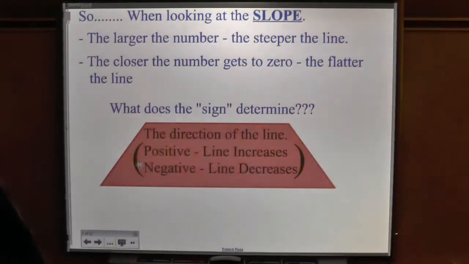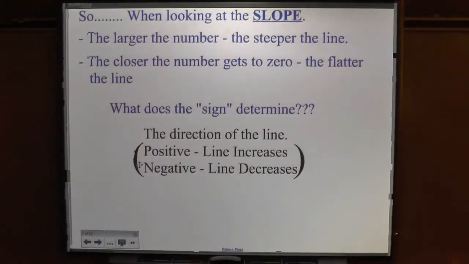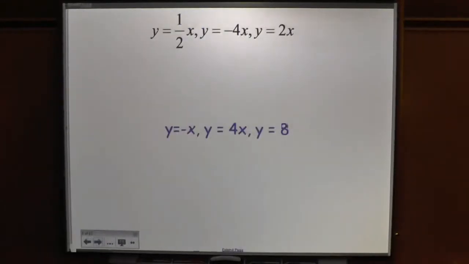And again, what does the sign determine? Write this down. The sign determines the direction the line will go. Is your line increasing or is it decreasing? Alright. So, from there, again, write this down. Pause it if you have to.